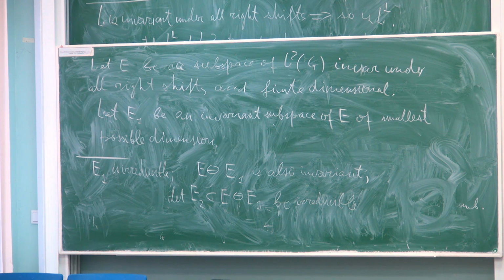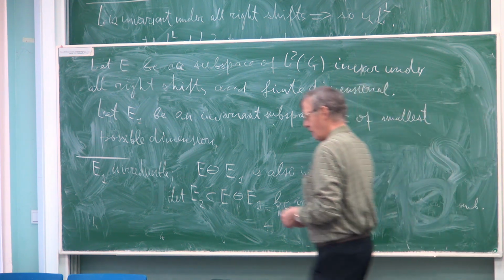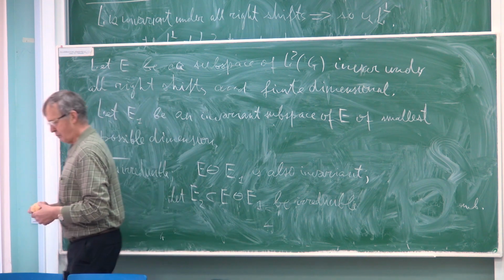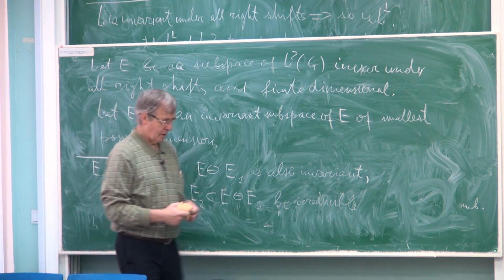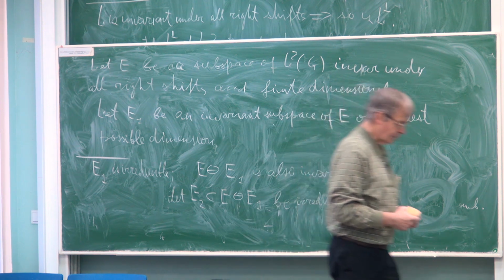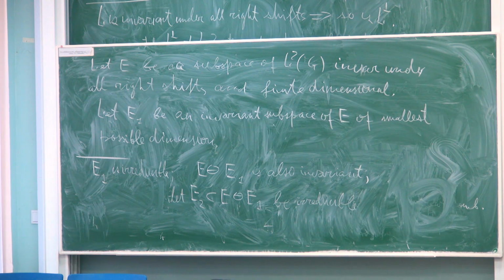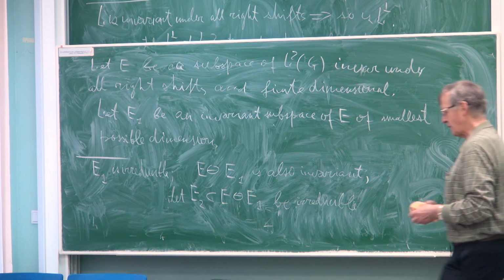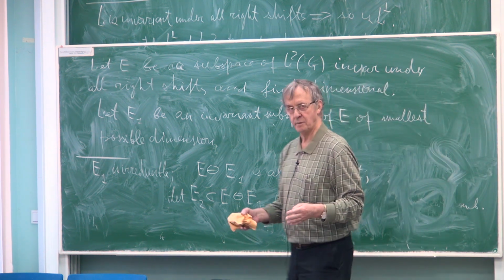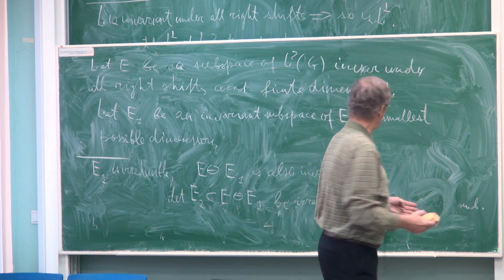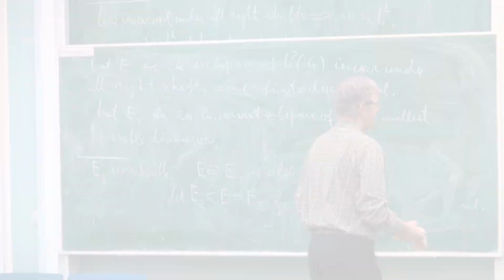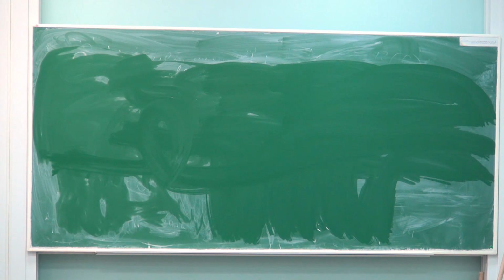So we have proved the theorem, because first we decomposed our space L2 into a direct sum of finite dimensional invariant subspaces, and then we saw that each of these finite dimensional subspaces splits into an orthogonal sum of irreducible subspaces. So the theorem is proved. Now, what about these irreducible subspaces?